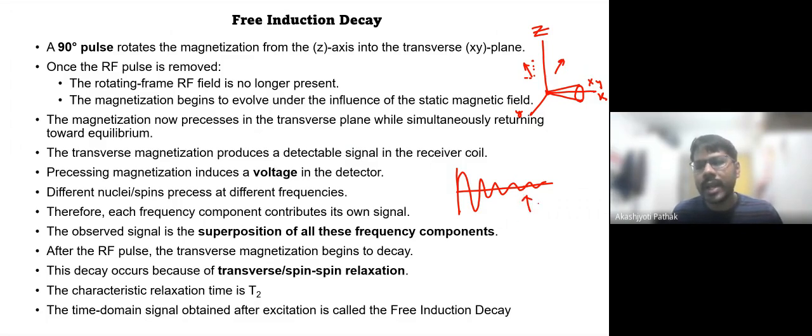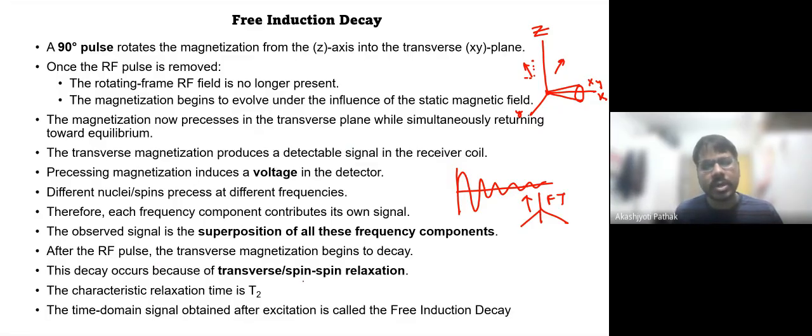This signal that you're getting, you can Fourier transform and decompose into individual signals, right? The signal is a combination of signals of different frequencies, different sine and cosine waves. You can break it up into different sine and cosine waves, and when you add all these sine and cosine waves, the resultant signal is basically this free induction decay signal that is recorded by the instrument.